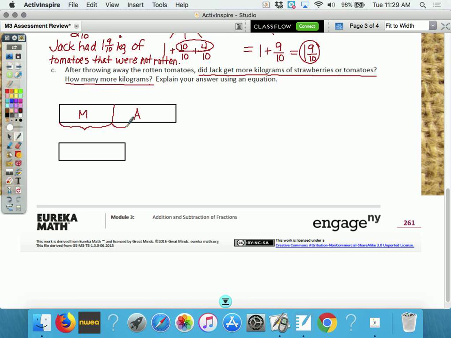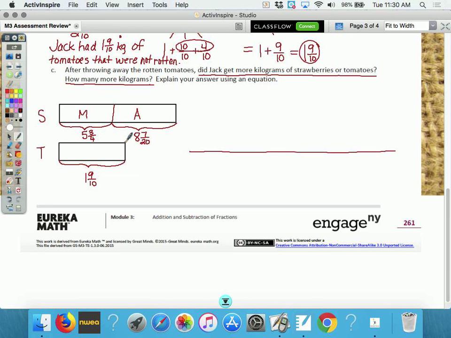Probably. 5 3/4. And how much in the afternoon? 8 7/20. So guess what, boys and girls? This is going to be a 2-step problem. Go ahead and draw a line there. And do we have a total of tomatoes? Yes, 1 9/10. I'm going to put that down here because I don't have enough room. So this is strawberries. This is tomatoes.